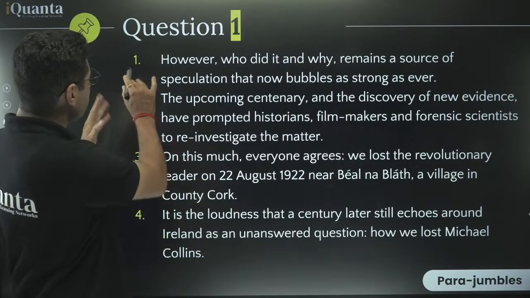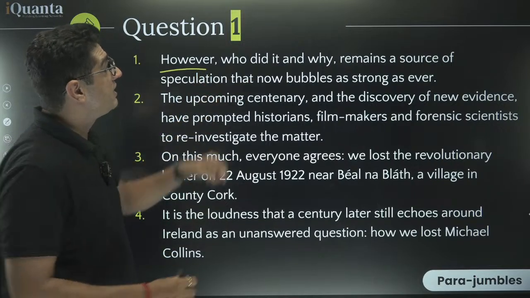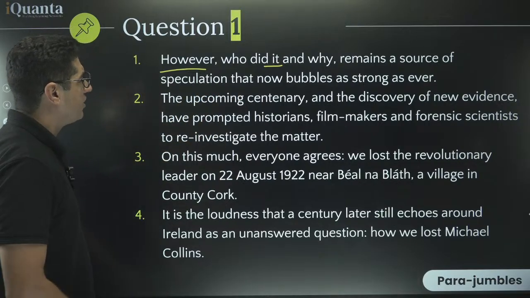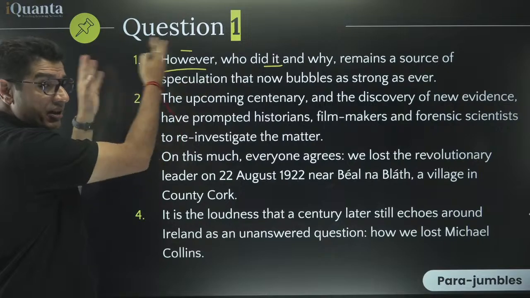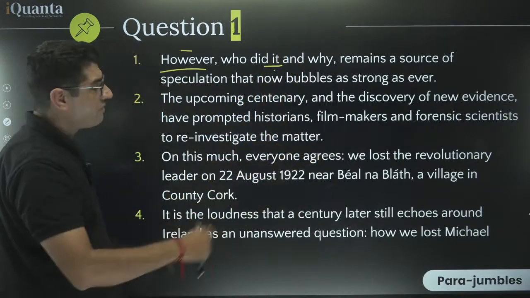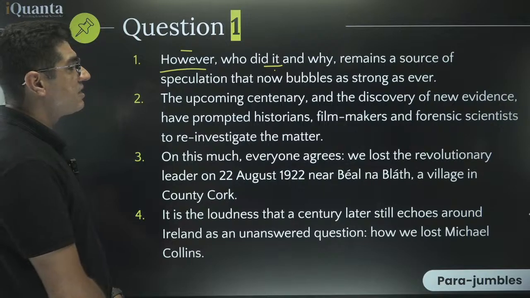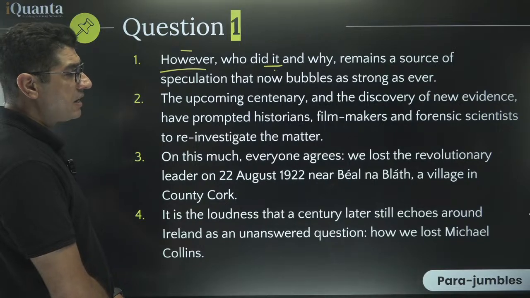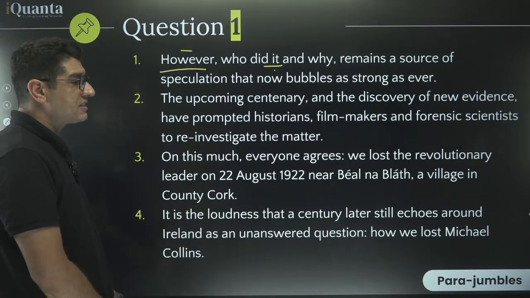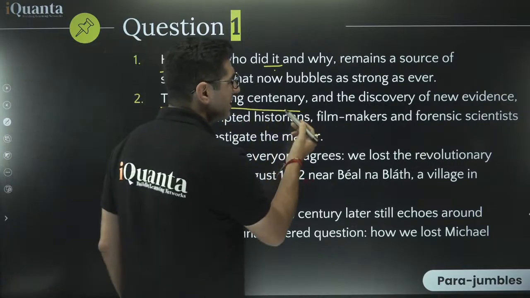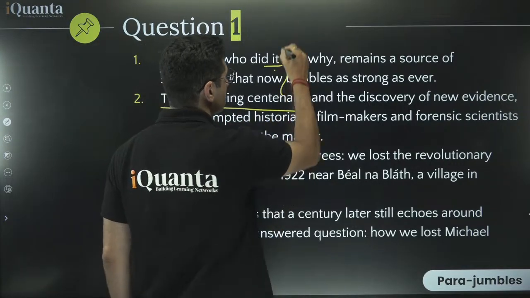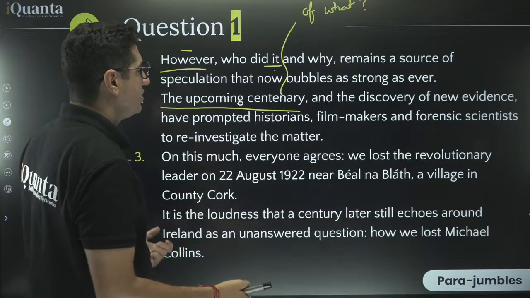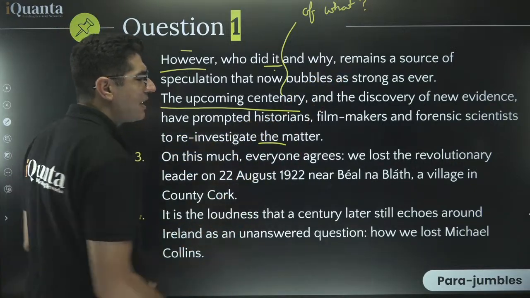So I read sentence 1. However, who did it and why remains a source of speculation that now bubbles as strong as ever. So 2 things. However requires contrast right before it. It is a pronoun, needs to refer to some noun. Second, the upcoming centenary and the discovery of new evidence have prompted historians, filmmakers and forensic scientists to reinvestigate the matter. You notice the upcoming centenary of what? I need to know that, right? New evidence, in which case? When you say the matter, which matter?